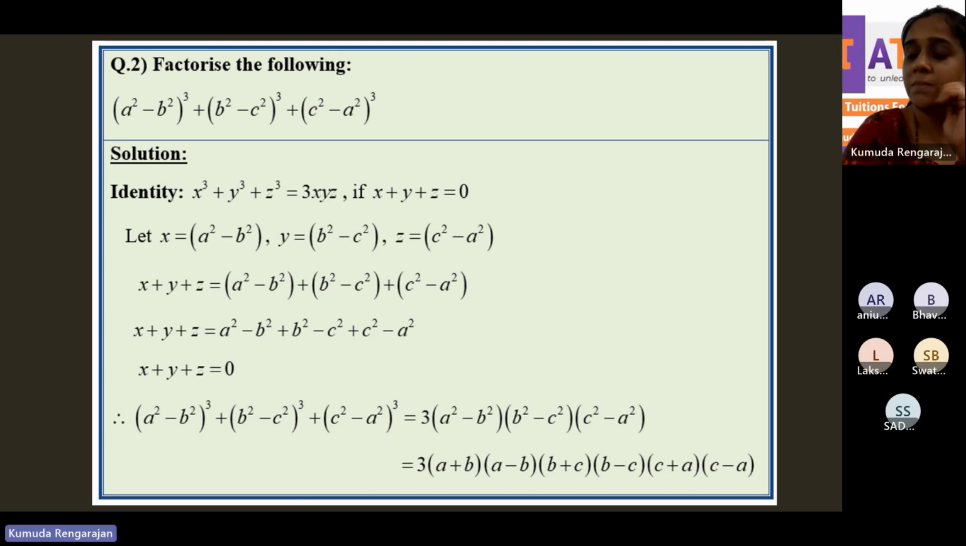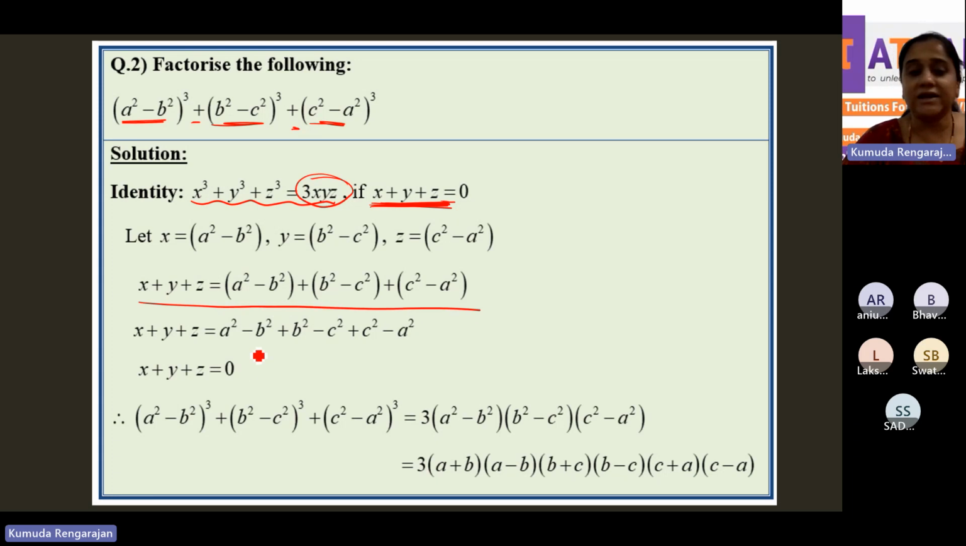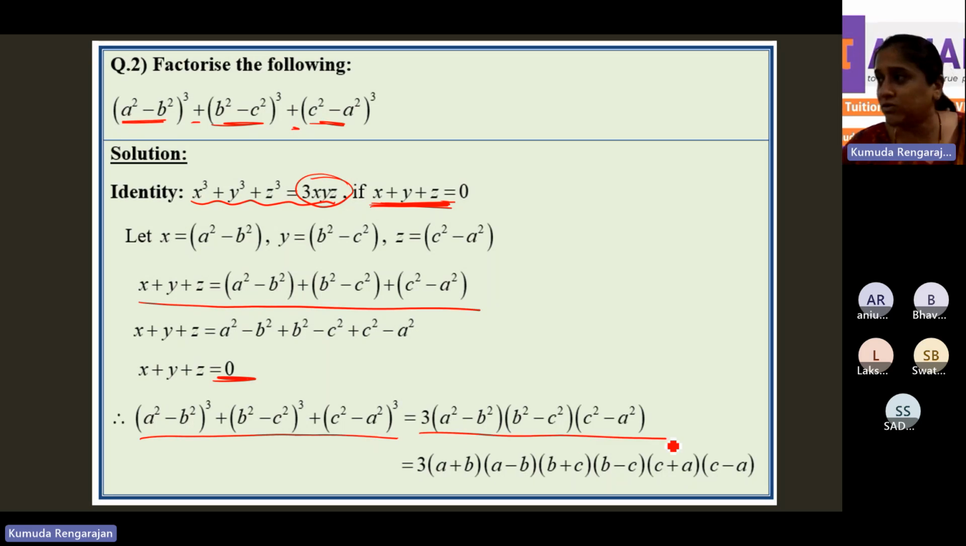Done writing, all of you? Finish writing, children? Online students? Completed, ma'am. Okay. So x cubed plus y cubed plus z cubed is equal to 3xyz, but you should check this condition. You must check if x plus y plus z is 0. So that's what we do first. We work out x plus y plus z and it is 0. Therefore, x cube plus y cube plus z cube is equal to 3 into x into y into z. And you should factorize this further.